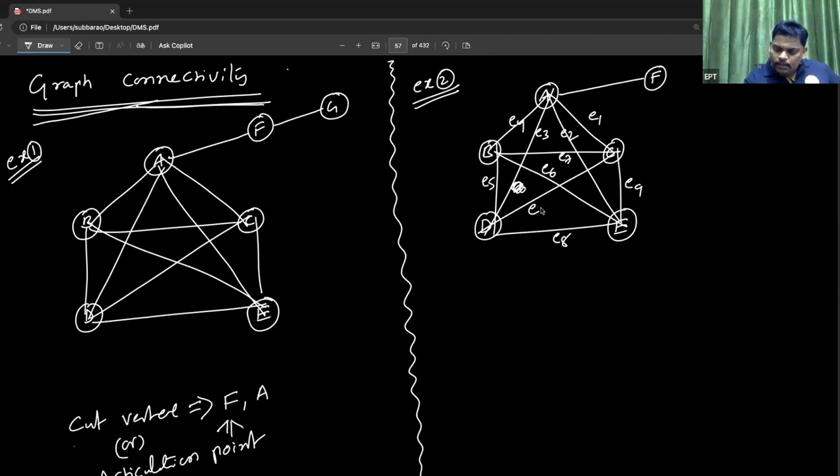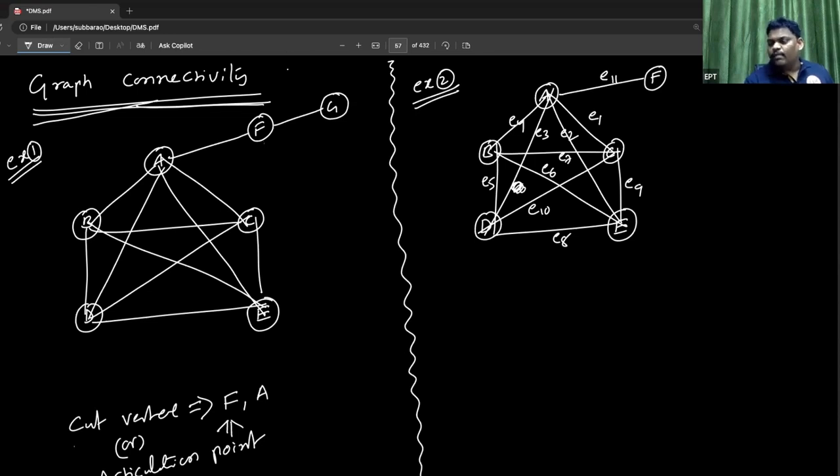Edge 10, edge 11. Now, one small question. In the second diagram, if I delete edge 8, does the graph become disconnected or not? No. But if I delete edge 11, the graph becomes disconnected.